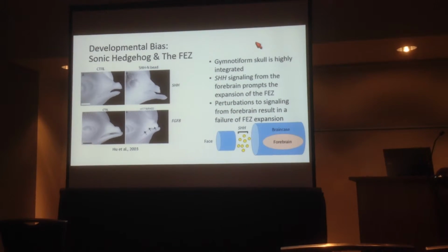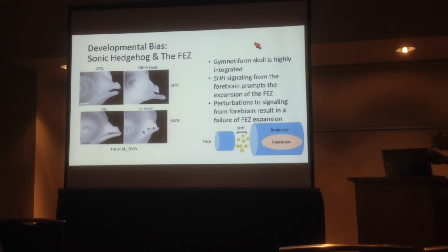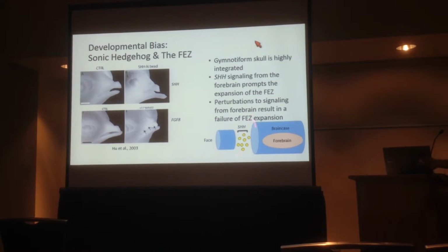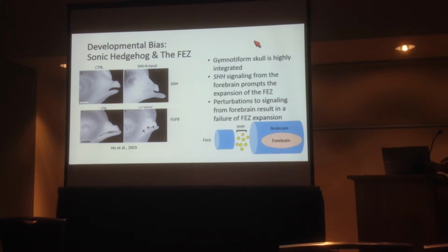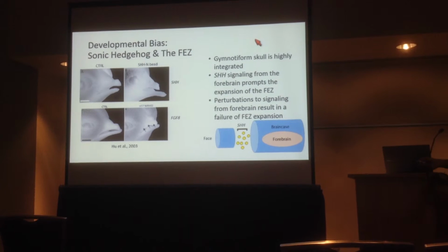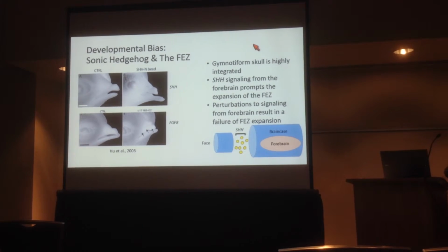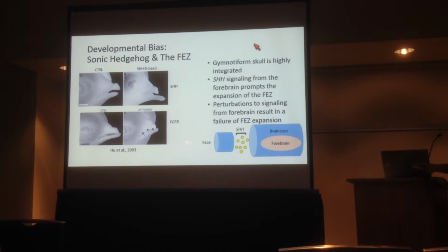Within development, the underlying signaling structure that forms the face is usually really governed by the forebrain, and there are smaller factors that affect it, but the forebrain is really the big player here. The signaling from the forebrain of sonic hedgehog and FGF, they really control the expansion of the facial primordia.